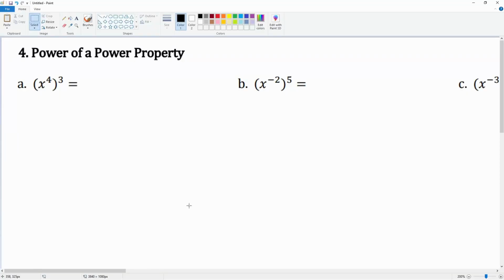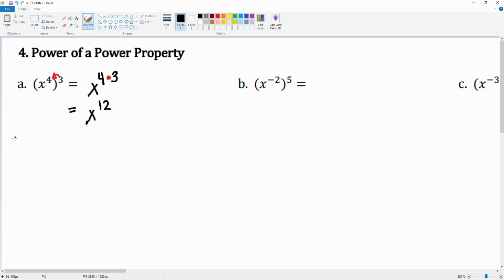Number 4, the power of a power property. So notice there's an exponent and there's an exponent on the outside. It has to distribute. When it distributes, it multiplies. So the exponent of 4 is going to be multiplied to that exponent of 3. Okay, that gets you x to the 12.